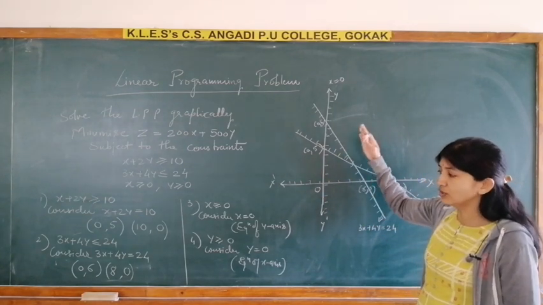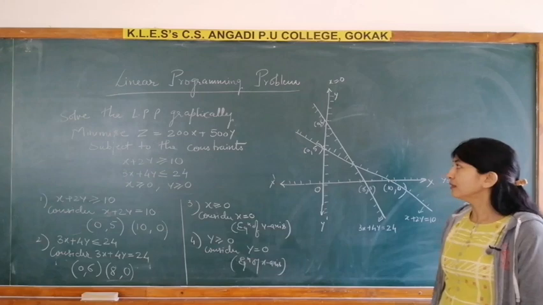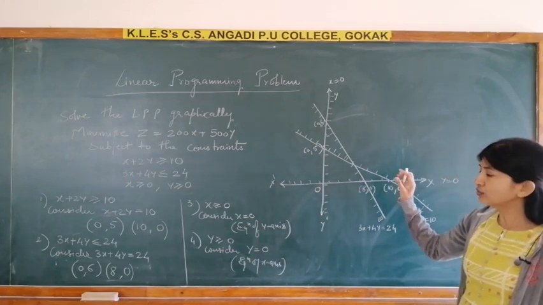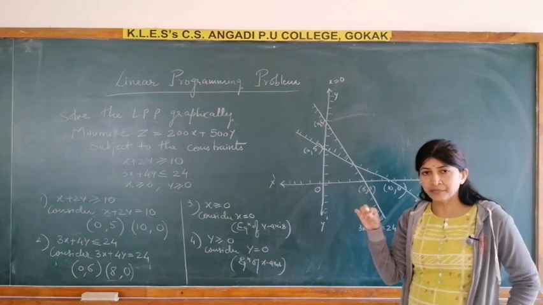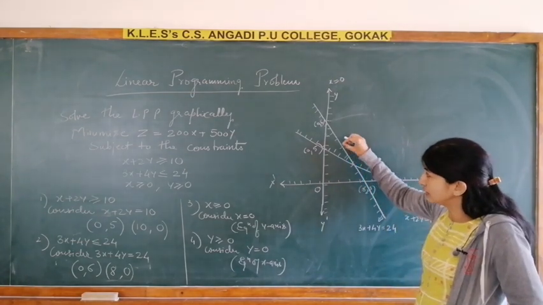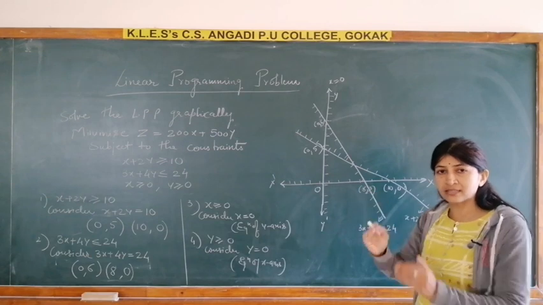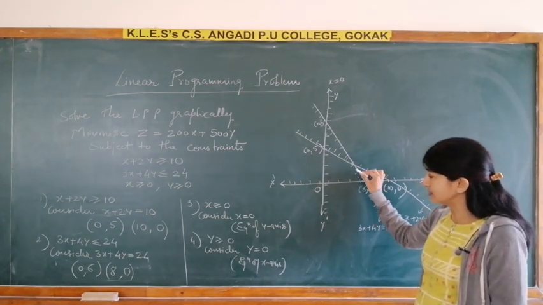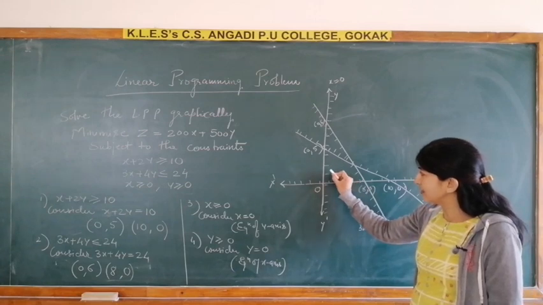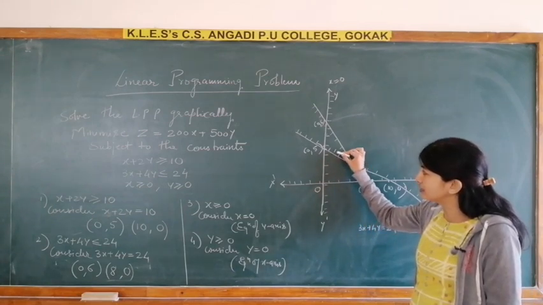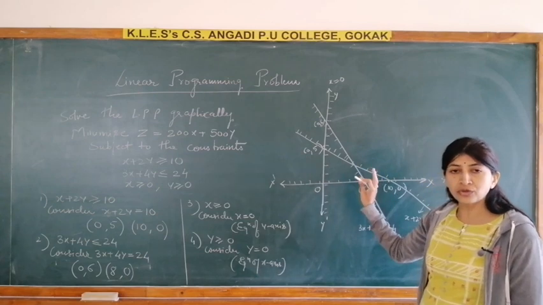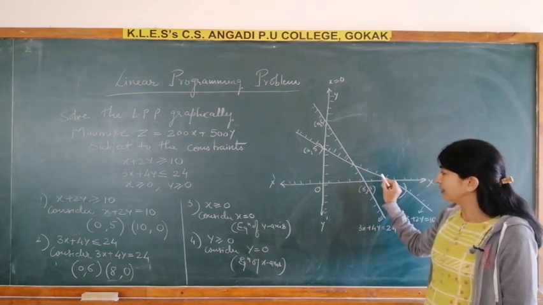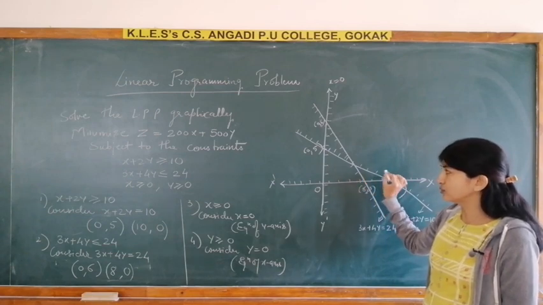If it is not, just take the opposite to the origin. So after doing all this, you have to search for a region where all the shading is towards the inside. Now if you take this one bounded region, here the shading is inside, but for this line the shading is outside. So don't take this one as the shaded region.